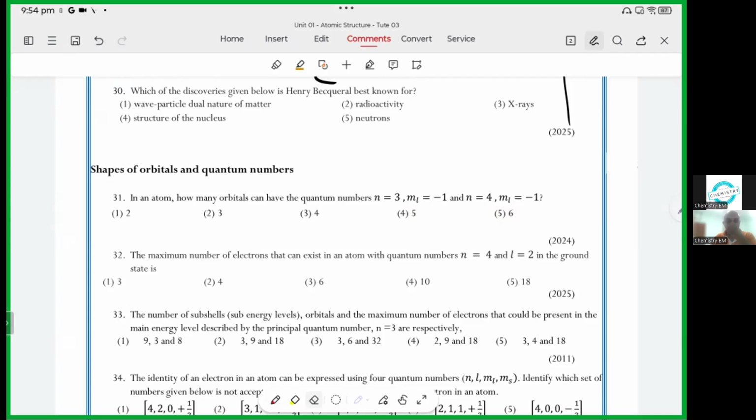The maximum number of electrons that can exist in an atom with the quantum numbers n equal to 4 and l equal to 2, in the ground state. So they're talking about the ground state as well. The ground state means they have not been excited. That means they have not gone into the higher energy levels. They are in their respective original energy levels. That is the idea of the ground state. They have not absorbed energy. We have discussed those things. So that is the meaning of this ground state.